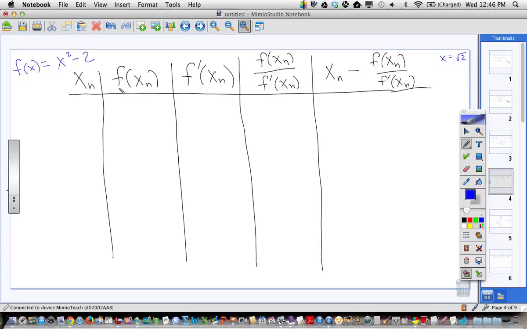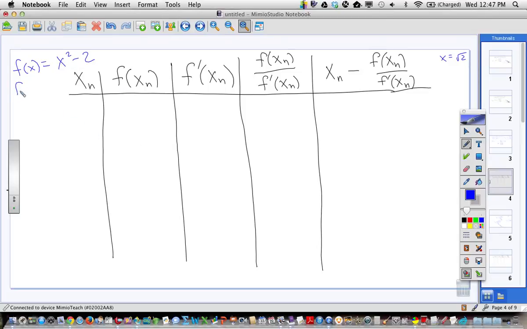Think of that as a graph. That's a parabola shifted down 2. So it's going to cross the x-axis twice. Negative square root of 2 and positive square root of 2, right? So that function right there, if we do Newton's method to that, we should get square root of 2 out, right? So let's do it.